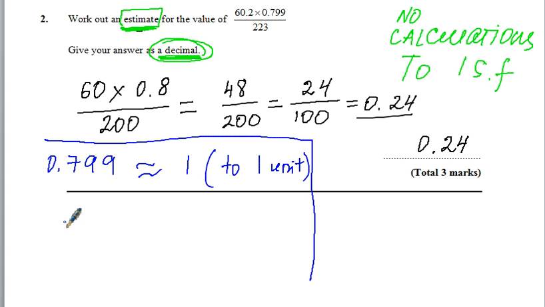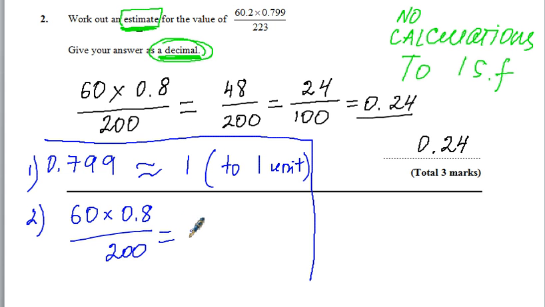Then secondly, another issue was once some people got correct as first step, then suddenly they decided, oh no, 0.8 doesn't look nice, so let's round it again. So they round 0.8 now to 1 over 200. Unfortunately, marks were allocated for 48, and for correct calculation 60 by 0.8, so you're not getting marked there.